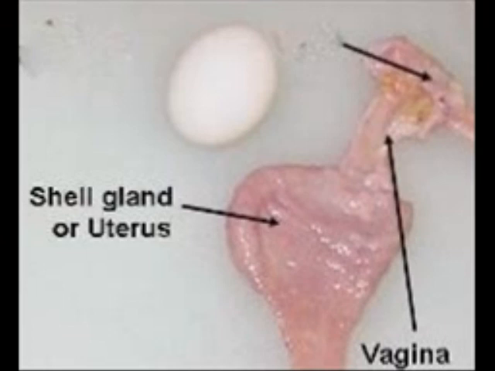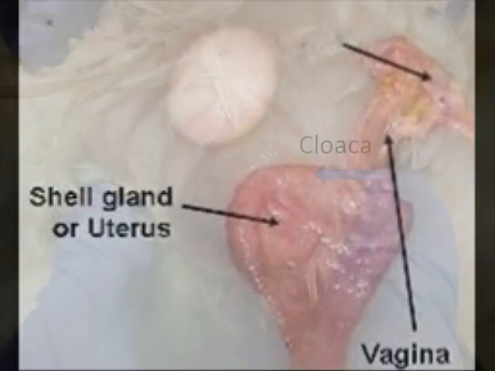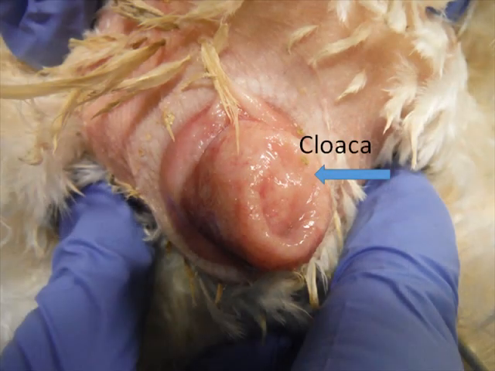The vagina, which is located between the shell gland and cloaca, is muscular and helps push the egg into the cloaca. Its tubular glands also function as a secondary storage area for sperm. Once the egg is pushed from the vagina, it enters the cloaca, which is an external terminal region of the hen's reproductive tract. It is from the cloaca that the egg is discharged. The cloaca also is the opening where urates and feces are excreted in the hen.